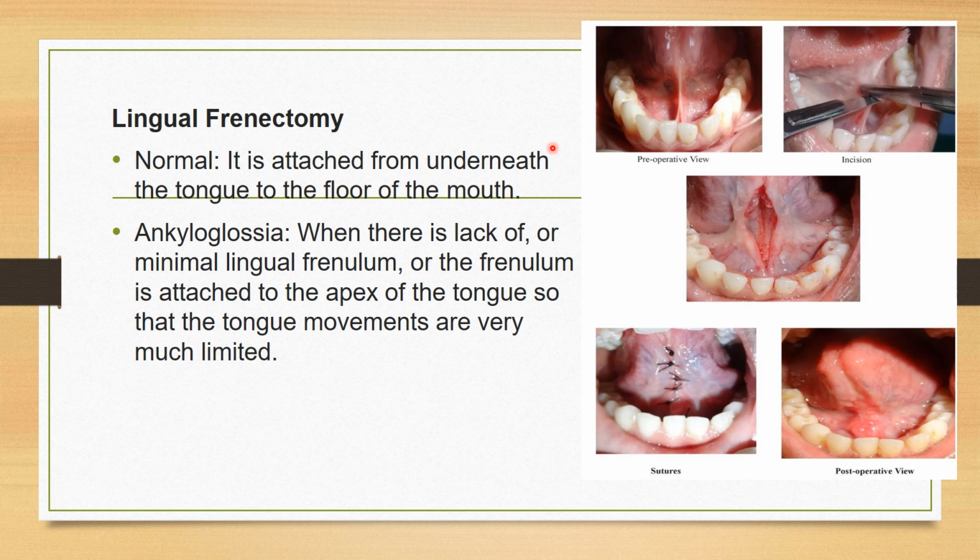So what happens? You can hold it with the hemostat after giving local anesthesia. You can hold this tissue with the forceps, and then you can give the incisions above and below, make a V incision, and it can be sutured back. So this is the post-operative view.